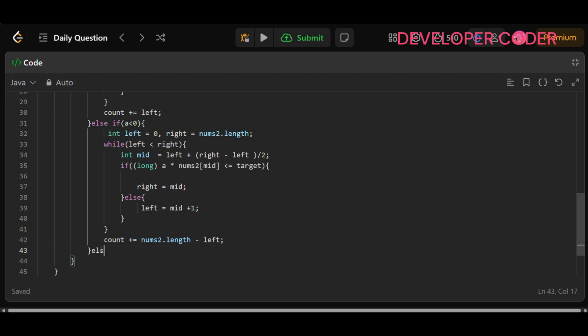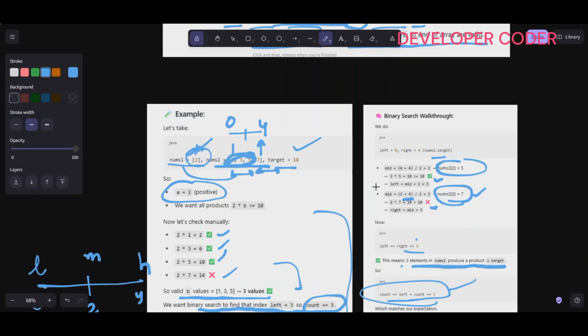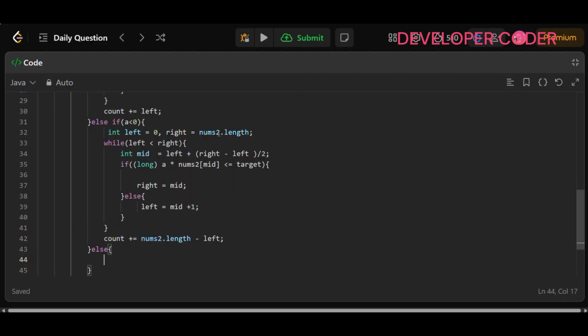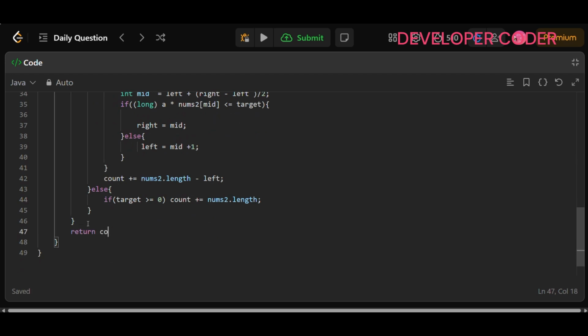And this is for this, and in the else part, simple, when a is equal to 0, okay. So when a is equal to 0, definitely if you multiply any number with 0, the answer is possible, okay. And make sure your target should be greater than or equal to 0, only then are you going to count those, okay. So if a is 0 and your target is also greater than or equal to 0, in that case you are going to count everything, okay. So count is equal to count plus nums2.length, right, that's it. And from here simply return count, that's it, okay.